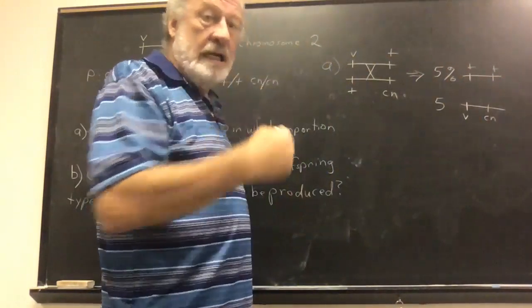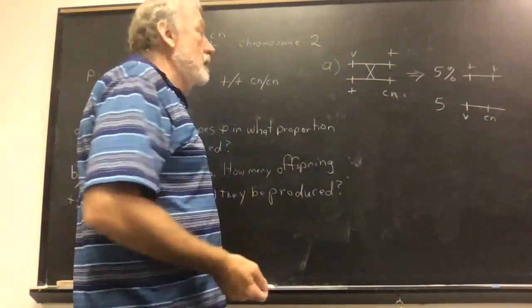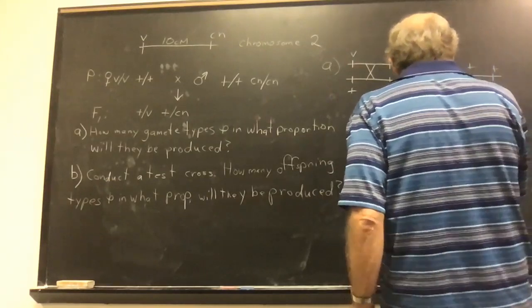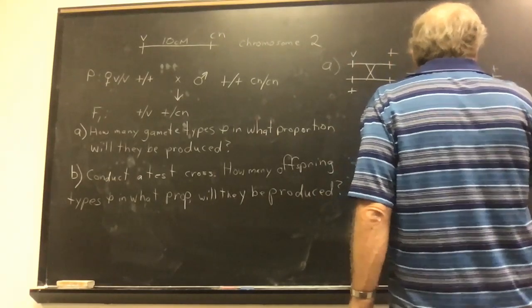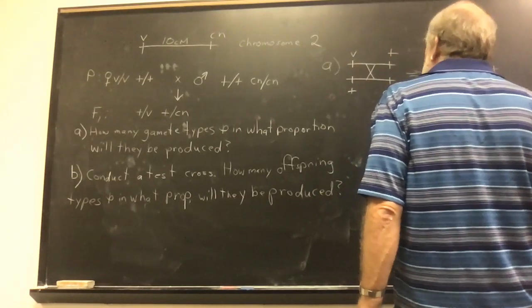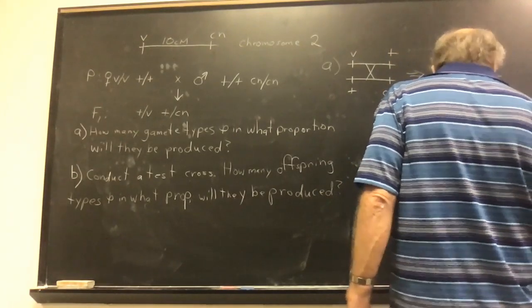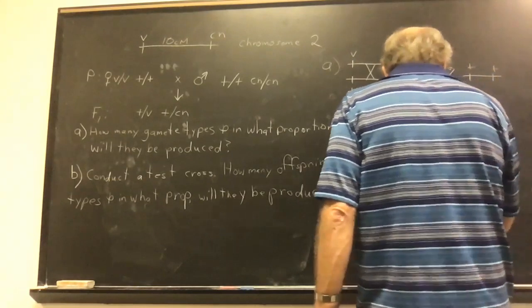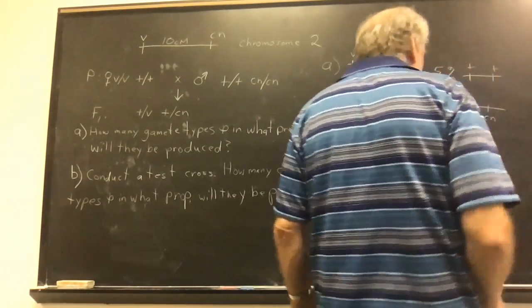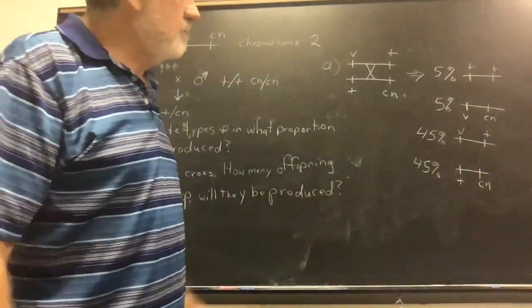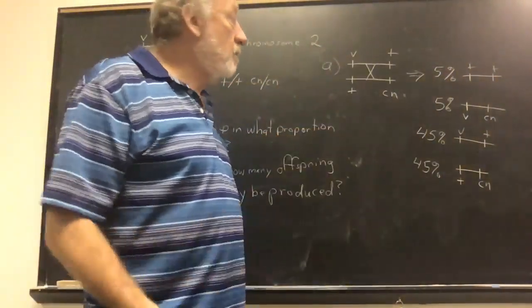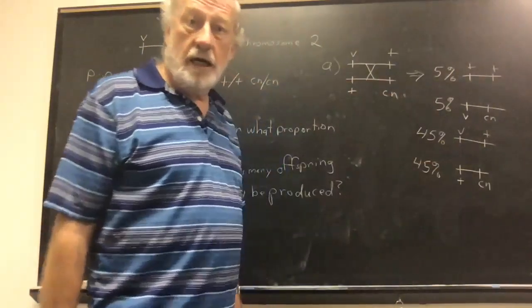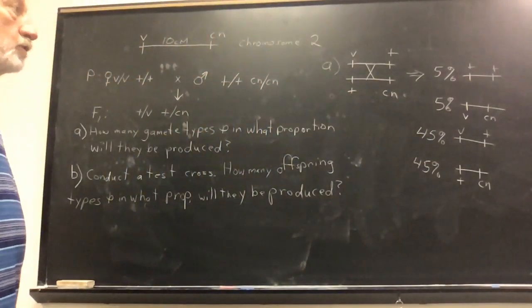Okay, and then the other 90% will have to be the parentals, and so half of 90 is 45, so there's going to be 45% vestigial and 45% cinnabar gametes. So these are the 4 gamete types and in the proportions that they're produced. So again, these 90% are parentals, the top 10% are recombinants. So that's the solution to part A.